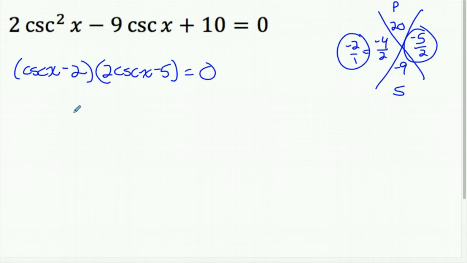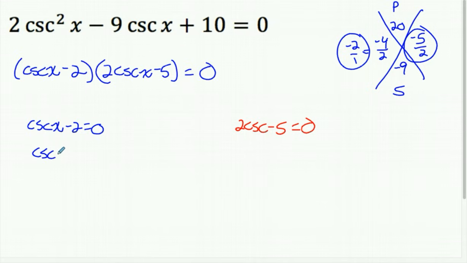Right, so I've factored this. I mean, we could have split the middle term and factored by grouping, but this is just a little shortcut. If we expanded this, we would get back to our original expression. Now that it's factored, we can use the zero product rule. In order for the product of two things to be 0, either cosecant x minus 2 has to be 0, or over here, 2 cosecant x minus 5 has to be 0. Those are the only two ways our product could be 0. So let's solve for both of these.